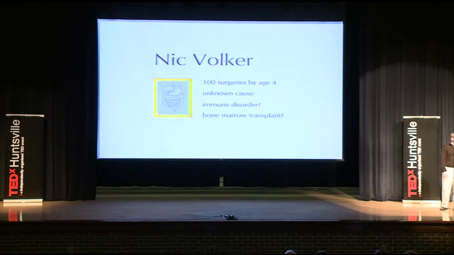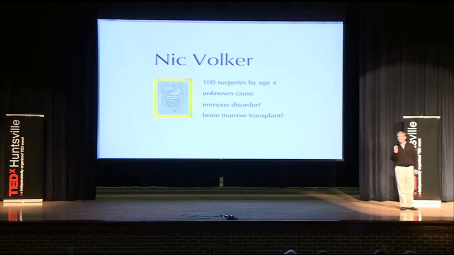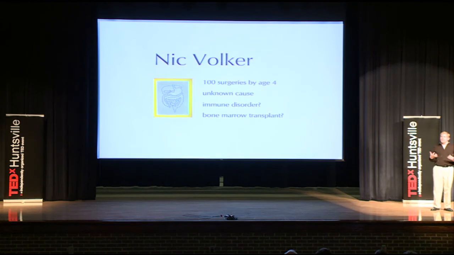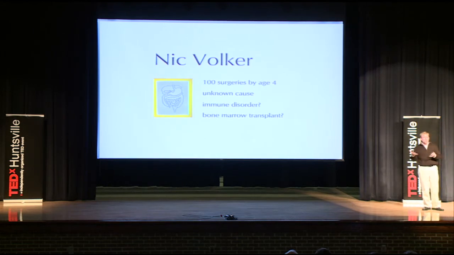Nick Volker. Nick Volker was this really energetic toddler, lived in Wisconsin, began to develop abscesses throughout his abdomen. Turns out that every time Nick ate solid food, holes opened in his intestines and the contents spilled out into his abdomen, and he developed massive infections. This little boy had 100 surgeries by the time he was 4 and continued to get sicker. The only thing that seemed to help was massive doses of immune suppressants, which led the physicians to think this is probably an immune disorder.